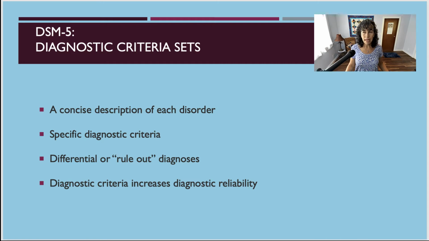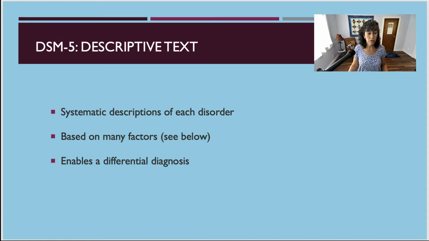And then finally, the diagnostic criteria increases diagnostic reliability. When we think about all of the things that are specific to a particular diagnosis, it means that when we match them up with a person, our diagnosis, and again, this is the royal us, is more reliable. In other words, we can count on it more. All right, so that's diagnostic criteria sets. And basically, it's some pretty long descriptions of each disorder.